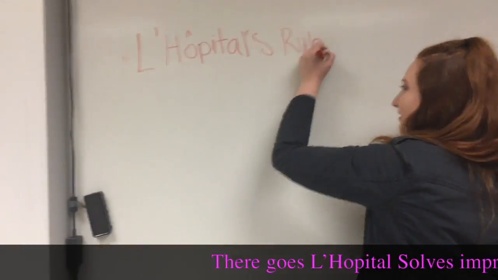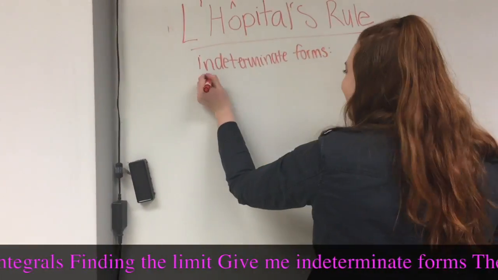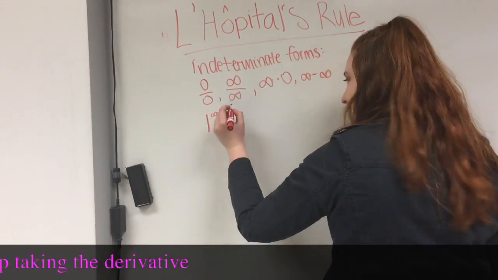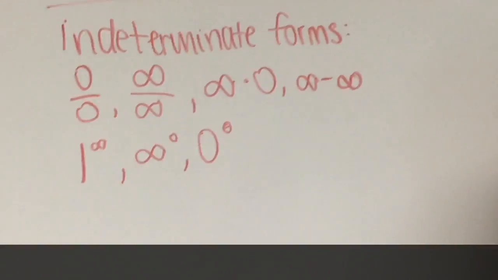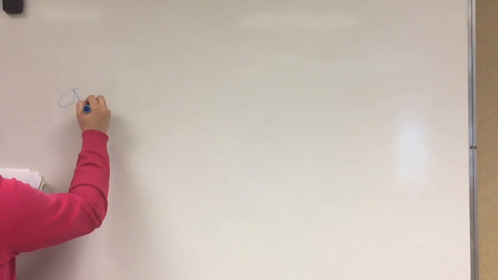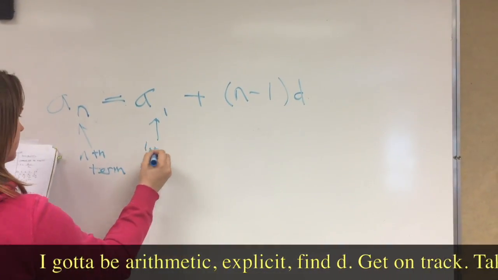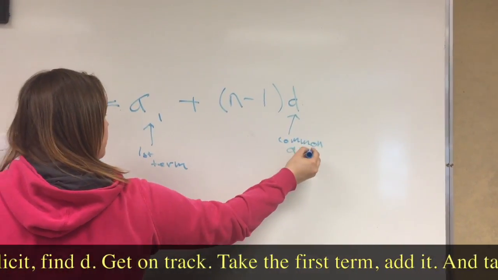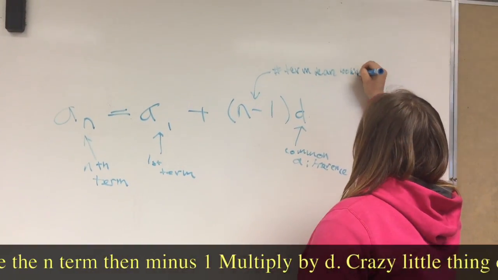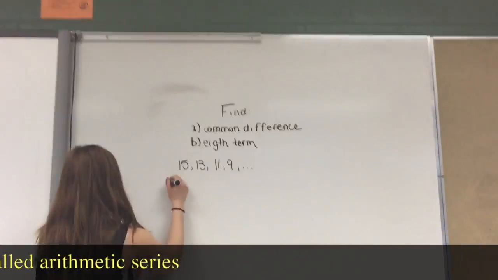There goes slope and top. Solves improper integrals, finding a limit. Give me indeterminate forms, then keep taking the derivative. I gotta be arithmetic, explicit. Find d, get on track, take the first term, add it, and take the n term, then minus 1 multiplied by d. Crazy little thing called arithmetic series.